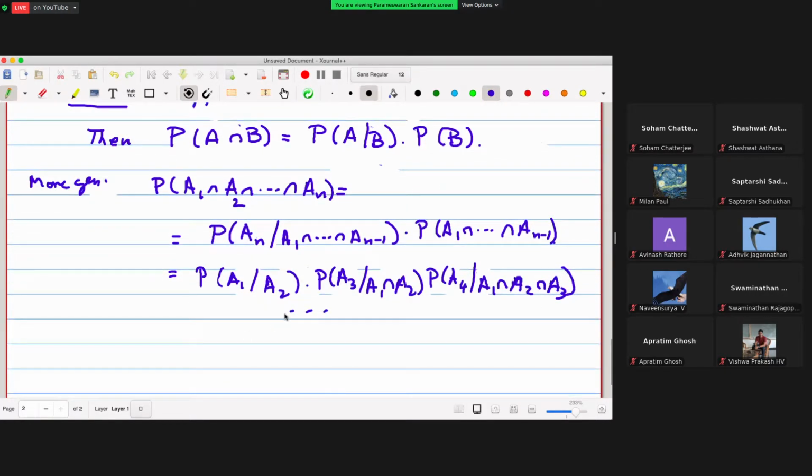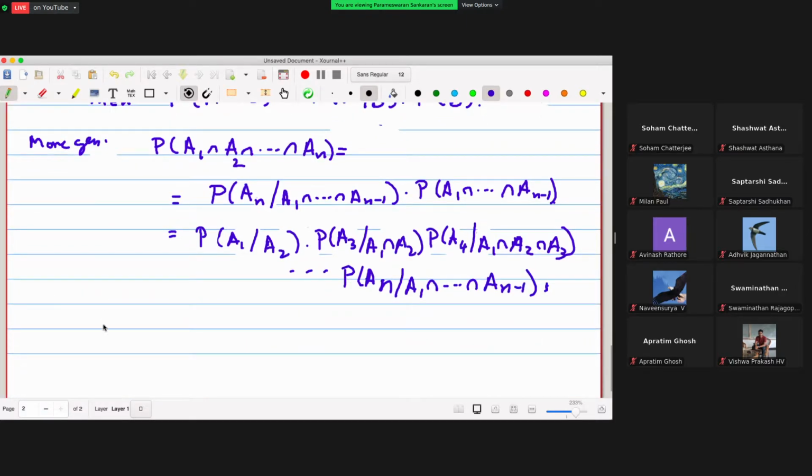And finally, you have this probability of An given A1 intersection An minus 1. So this holds provided probability of An minus 1 is not equal to 0. That automatically means that the remaining things that appear here are all not equal to 0, and therefore you can apply it.